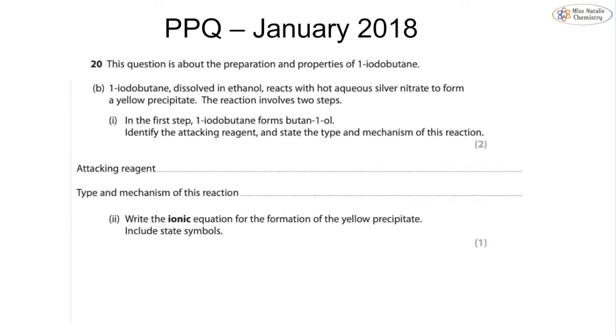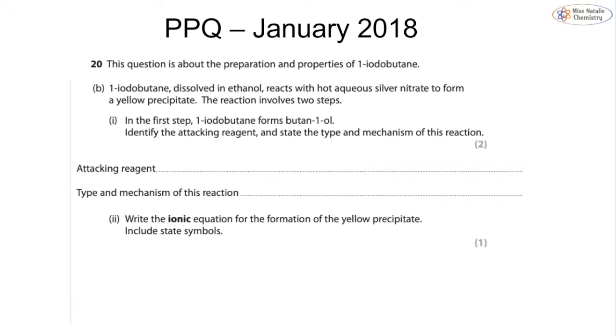So let's move on to another question where we're looking at the iodobutane being dissolved in ethanol with the hot aqueous silver nitrate to form a yellow precipitate. Okay, this reaction is going to involve 2 steps. Well, this is going back to our reaction number 2, which is the reaction with our hydroxide. This is going back to reaction number 1, which is our reaction with our hydrolysis.